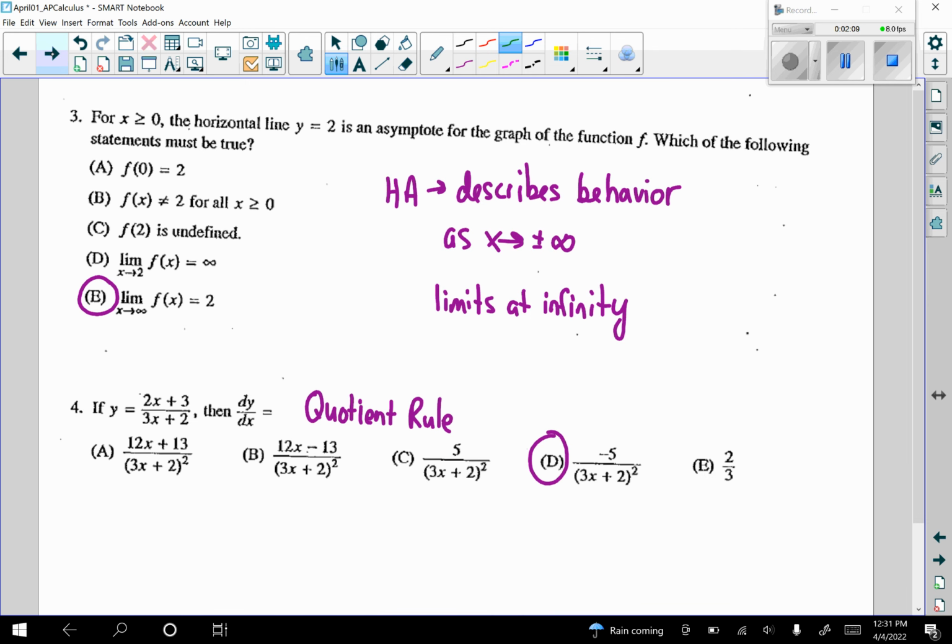All right, looking at 3, really just an explanation here. For x greater than or equal to 0, the horizontal line y equals 2 is an asymptote for the graph of the function f. So all we need to remember, horizontal asymptotes are connected to limits at infinity, and that's why e would be true here. So a horizontal asymptote would pretty much explain the behavior at the far off ends of the graph there. So as x keeps increasing without bound, f of x would approach 2 there. 4 is a quotient rule. Just go through that carefully, and you should get D.